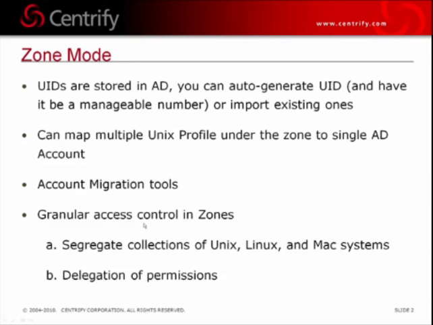And you will have granular access control in the zones. Segregate collections of Unix, Linux, and Mac systems. You can organize computers by department, geography, or any other grouping you see fit for your organization. And delegation of permissions: you can grant system administrators the administrative privileges to manage only the zone they need without elevating their privileges for other computers or zones. Next, let me bring up the Centrify console and briefly go through these features.